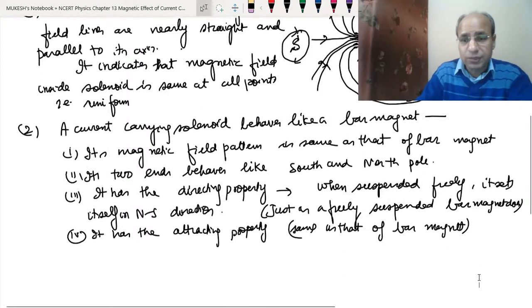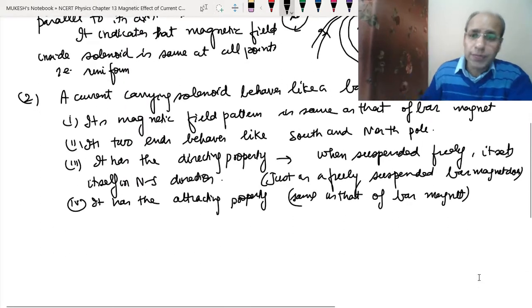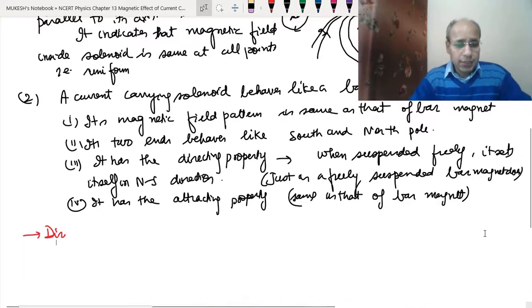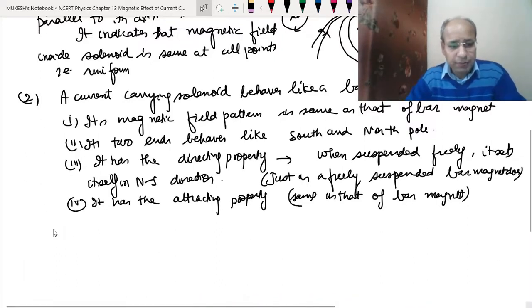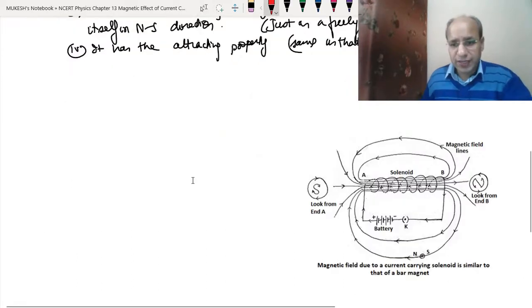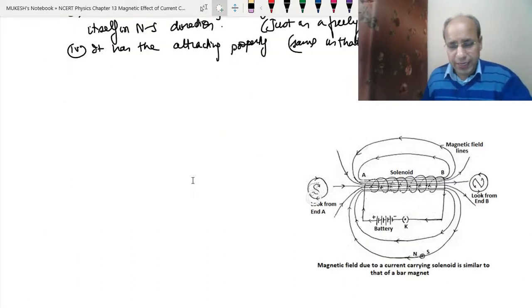Now, how do we find the direction of the magnetic field? How will we find the south and north pole here? So next, now let's draw the diagram here. Okay. Now this is the better diagram for you. Now you can see this diagram. This pole is behaving like a south pole and this pole is behaving like a north pole. And this is the diagram to draw the magnetic field of the current carrying solenoid.